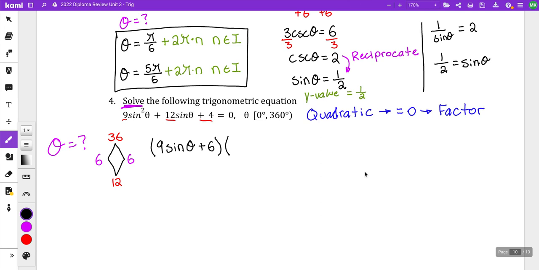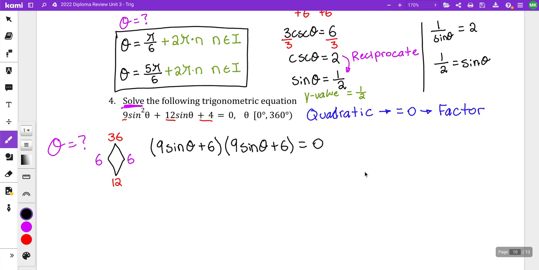Because remember, when you factor, you get two binomials. It's 9 sine theta plus 6. It's the same thing. Now, when we factor with an A value, for this question in particular, people might be tempted to put like 9 sine theta plus 6 squared. We're not done factoring yet though, so we can't put that yet.